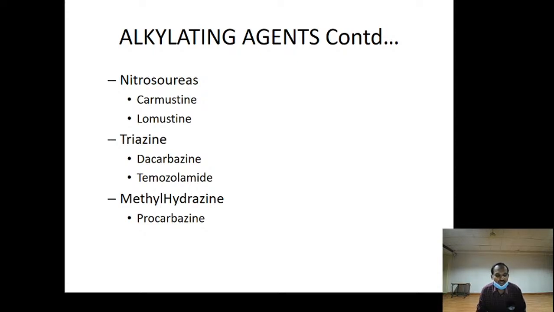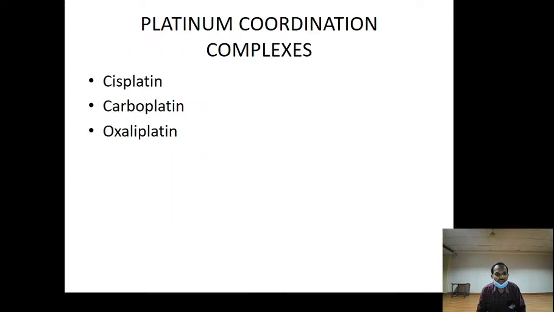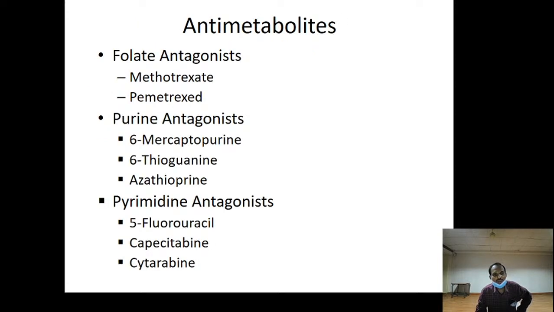Procarbazine, just now if you see CHOP, in that procarbazine can be used in non-Hodgkin's lymphoma, Hodgkin's lymphoma, and also in treatment of melanomas. Then cisplatin, carboplatin, oxaliplatin, you can use all these three basically in ovarian and testicular cancers. Of course, cisplatin especially can be used in cervical cancer also. And cisplatin and oxaliplatin will have more of neuritis and nephrotoxicity, whereas carboplatin will have more of bone marrow depression.